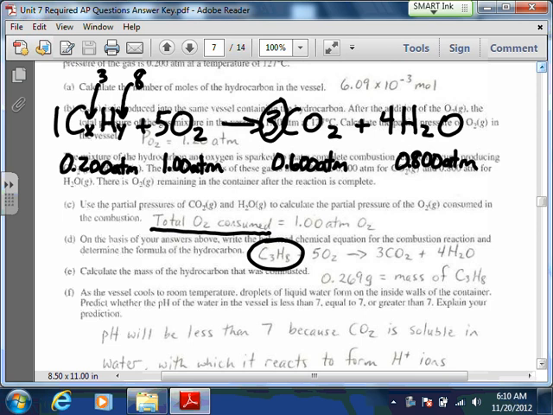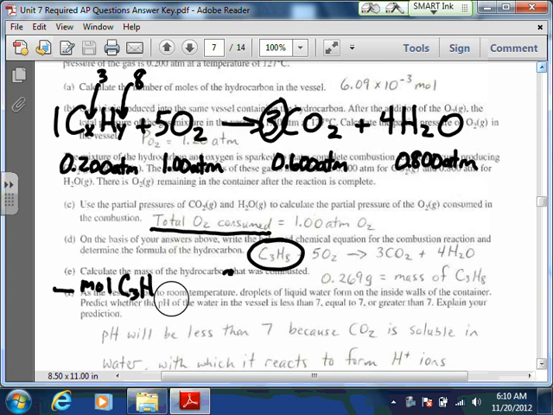Okay? Then they want you to calculate the mass of the hydrocarbon. Well, now we know the number of moles of the C3H8, and now we know it's C3H8, so we can just use the molar mass of this thing to go from moles to grams, right? And then however many grams are in C3H8, that'll give you the mass, okay?